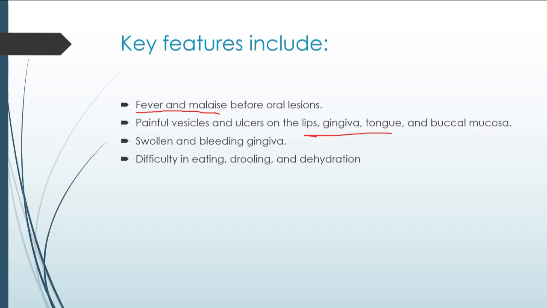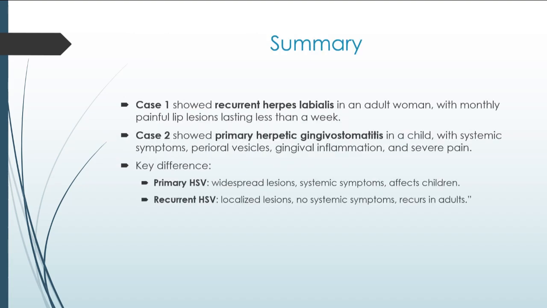The gingiva can be swollen or bleeding. There can be difficulty in eating. There can be drooling and dehydration. This condition is usually self-limiting and heals in about 10 to 14 days. But supportive care is very important. Systemic antivirals such as acyclovir can be prescribed if started within the first 3 to 5 days. Unfortunately, this patient reported to us at day 10, but we still started acyclovir in this patient.